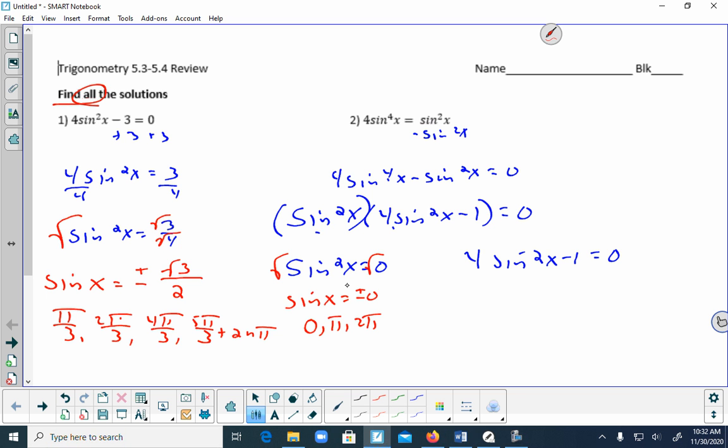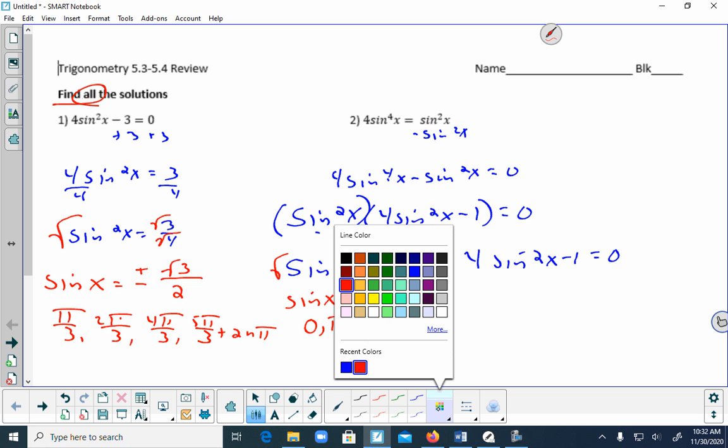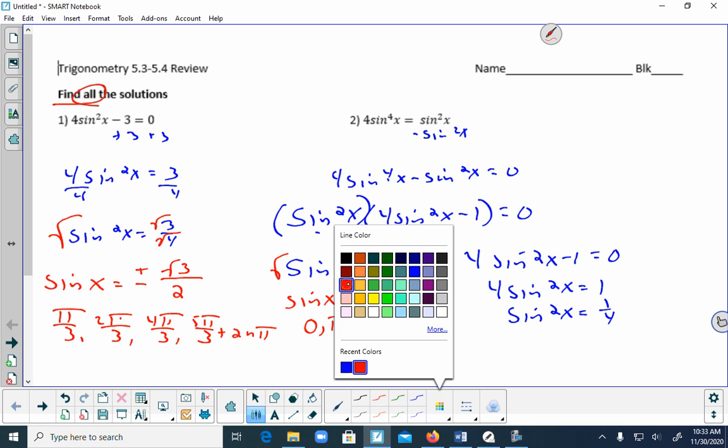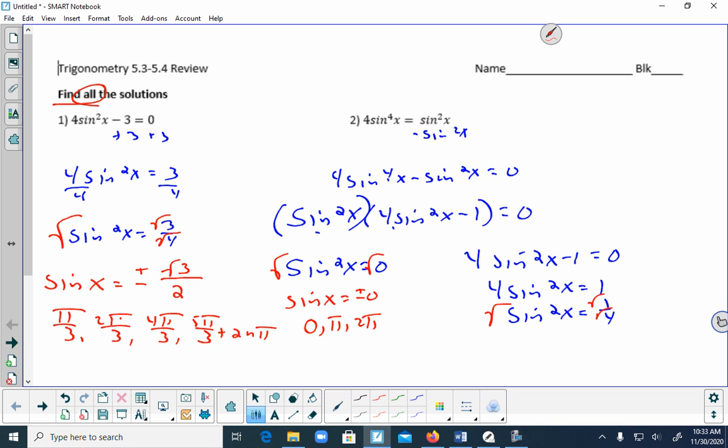Then I'm going to solve this one. Before I can take the square root, I want the sine to be on one side by itself. So I'm going to have 4 sine squared x is equal to 1 when I add 1 to both sides. Divide both sides by 4, and take the square root. I'm going to have sine of x is equal to plus or minus. The square root of 1 is 1. The square root of 4 is 2. So plus or minus 1/2.